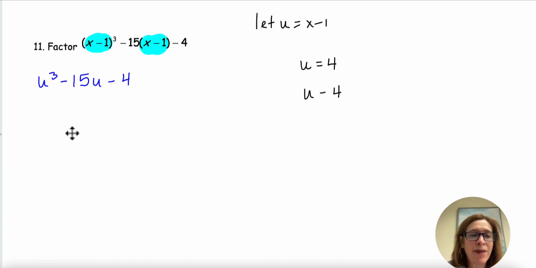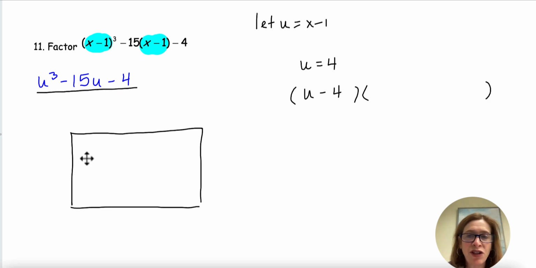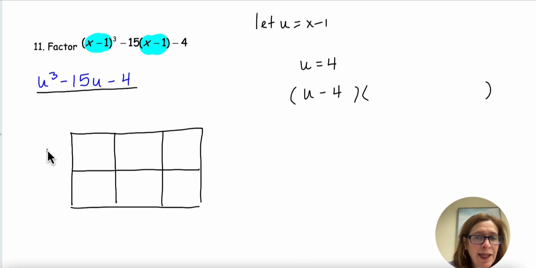I'm going to make an area model for myself. That factor is really important because that factor times something else has to equal U cubed minus 15U minus 4. That's what we did in class just the other day. I'm going to label this side U minus 4, but it really doesn't have to go there. It could have gone across the top and you could have gone 3 down. I just like it like this. Inside all of these boxes, I'm finding their area, and when I add up all the areas, it needs to equal this.